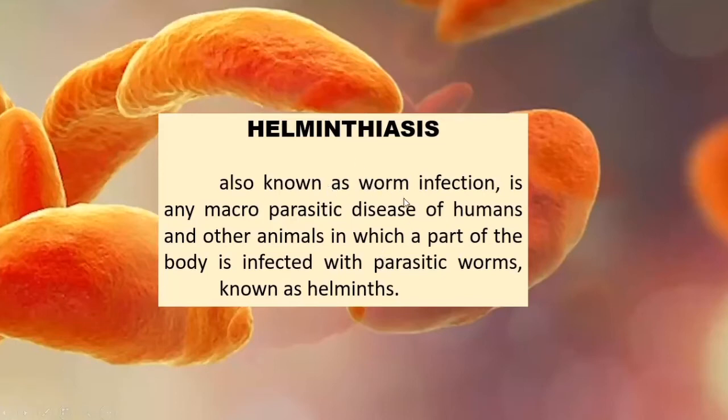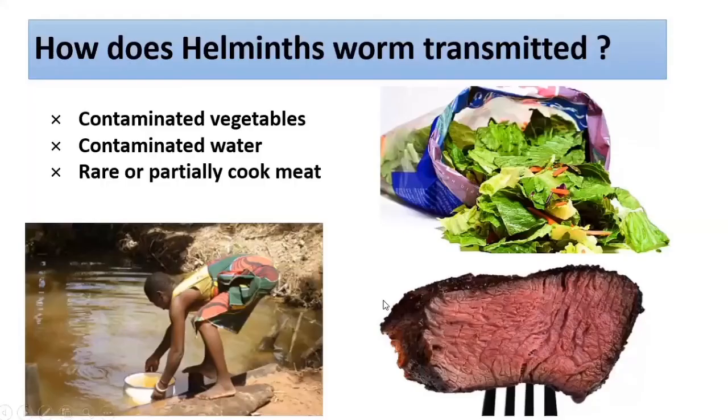Helminthiasis is also known as a worm infection. It is any macroparasitic disease of humans and other animals in which part of the body is infected with parasitic worms, also known as helminths. This is a type of parasitic infection caused by certain parasites that could invade an organ or different part of the body that make us sick or get the disease.